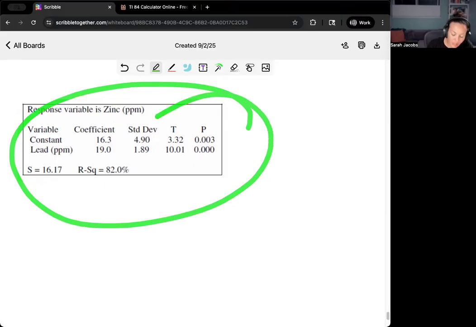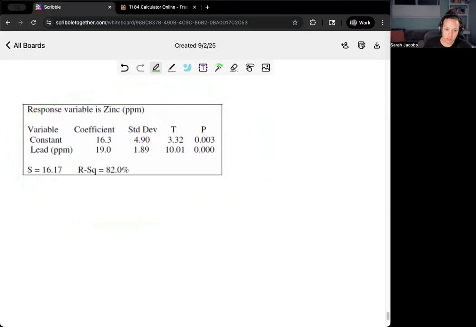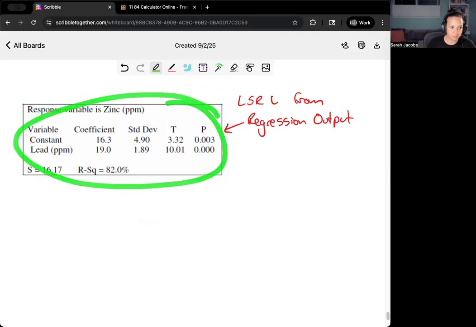So this is very frequently how you're actually going to be dealing with a least squares regression line, which is to say you're not going to have the data. You're going to have the regression output of processing of the data. So this is, if you want to make an LSRL from a regression output, that's a regression output. All this nonsense.